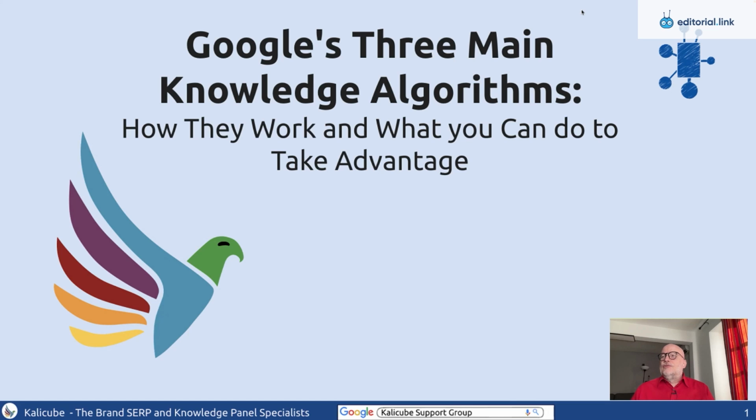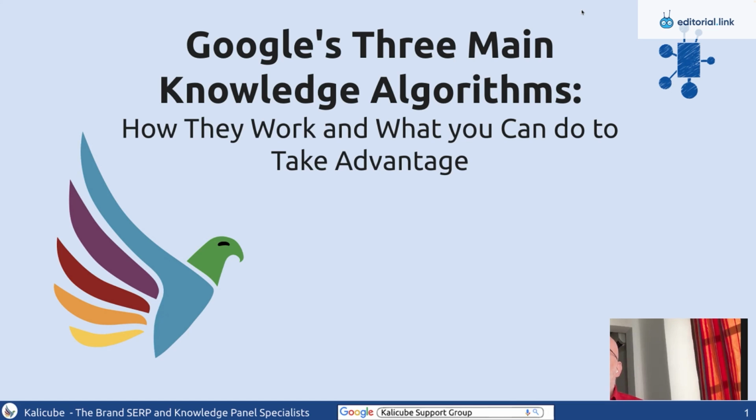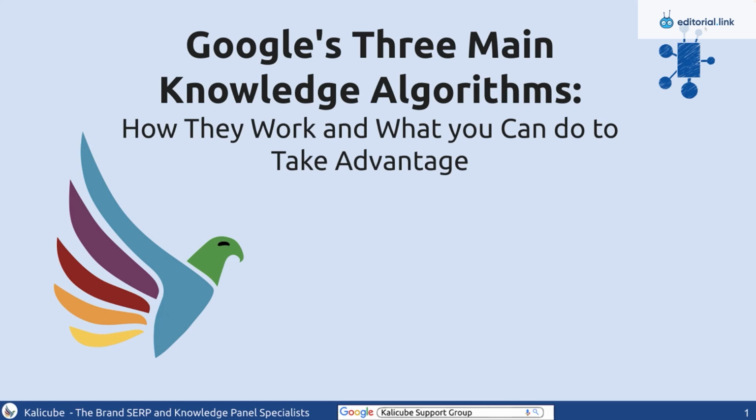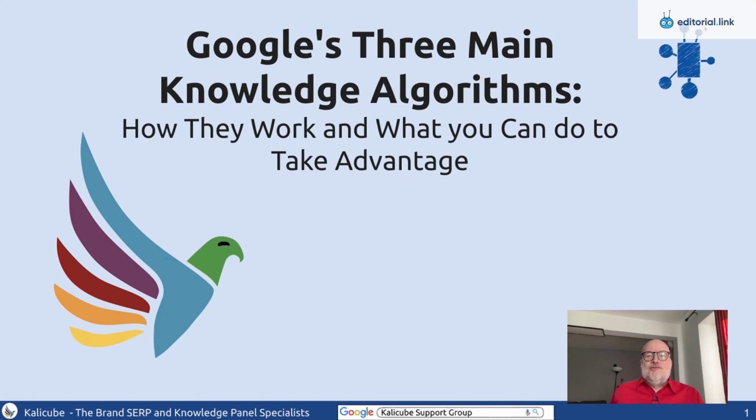Today I'm going to be talking about Google's three main knowledge algorithms, how they work, and what you can do to take advantage. I think for me this is huge. I've been working on Google's knowledge graph and knowledge panels for 10 years, 7 years really seriously, trying to get it 100% right and ensure that Kalicube can fully serve our clients in terms of knowledge management in Google. Knowledge panels, the knowledge graph, and entity SEO in the wider sense.